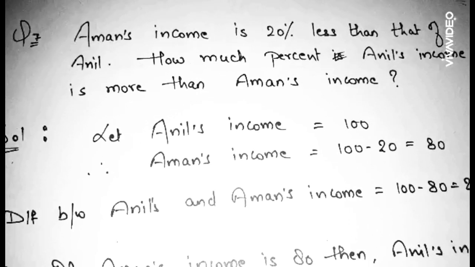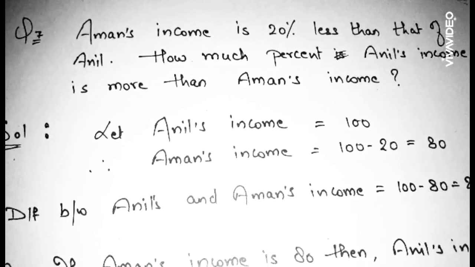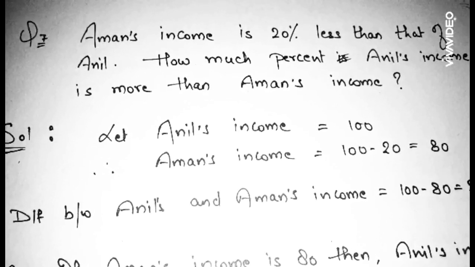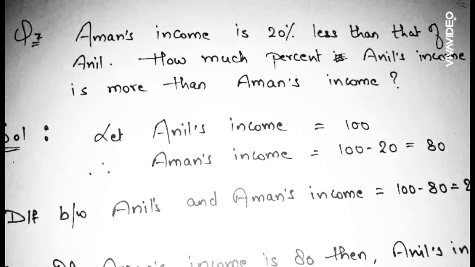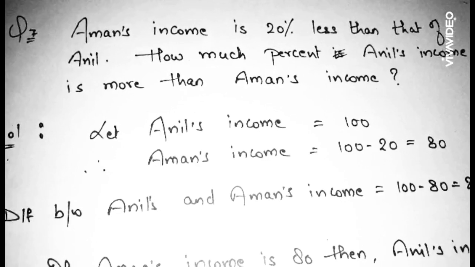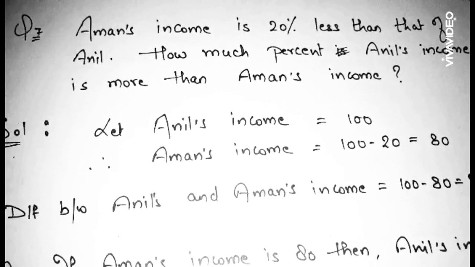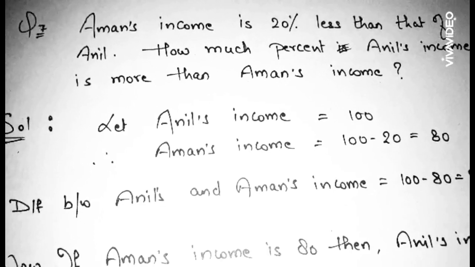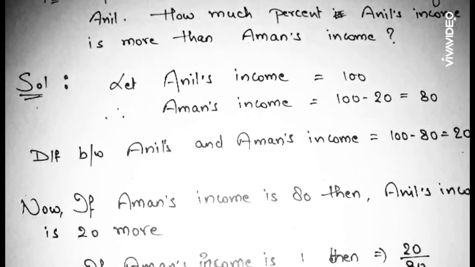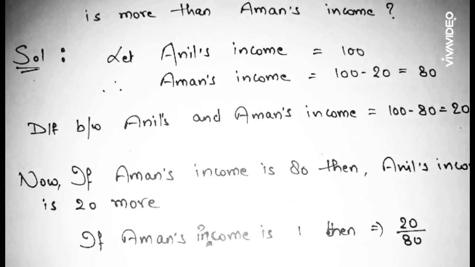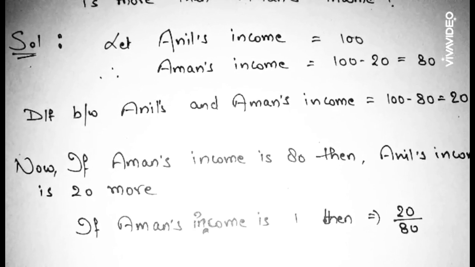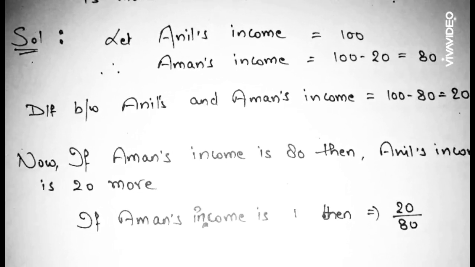Now Anil's income is unknown. So let Anil's income be 100. If Anil's income is 100, then Aman's income will be 100 minus 20, that is 80. Now the question is asking how much percent Anil's income is more than Aman's income. So for solving this, we first have to find the difference between Anil's and Aman's income. Anil's income is 100 and Aman's income is 80. So the difference will be 100 minus 80, which is 20.